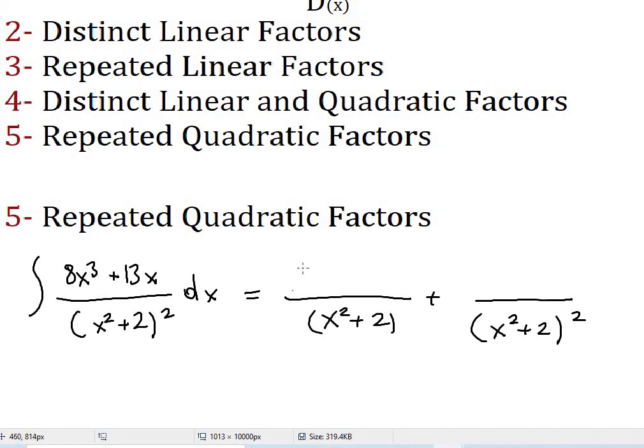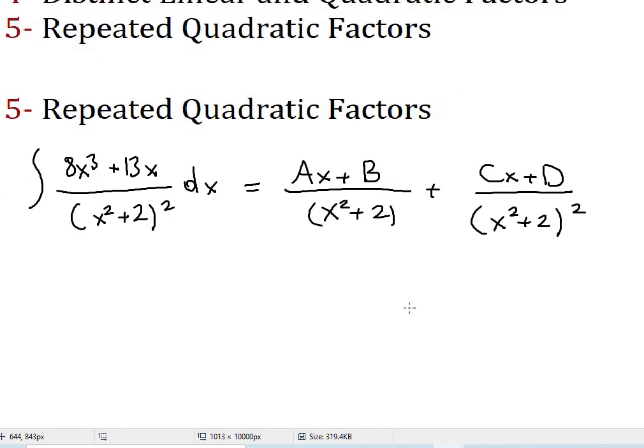So for the first factor we're going to use ax plus b, and for the second factor we're going to use cx plus d to distinguish these numbers from each other. And now we know that this fraction is equal to that fraction on the right hand side. Now we're going to solve for a, b, c, d, but before that we're going to multiply the whole equation by the LCD. Our LCD is x squared plus 2, the quantity squared, this thing.